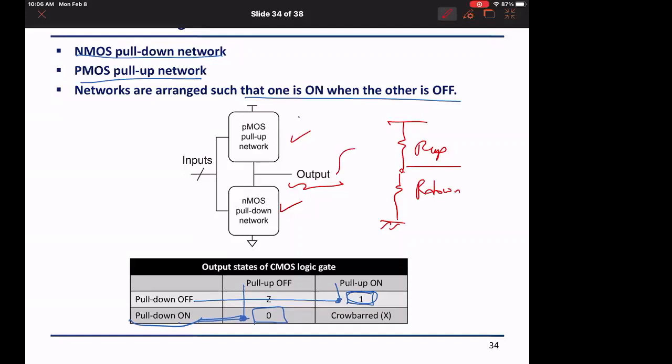We want the output to be a clear 1 or a clear 0, so they cannot be on at the same time. One of them has to be on. Okay, so this is why we operate where either the pull down is on and pull up is off, or vice versa. So we operate at those 2 possibilities, and this is what complementary CMOS logic is. Later we will see other types of logic.